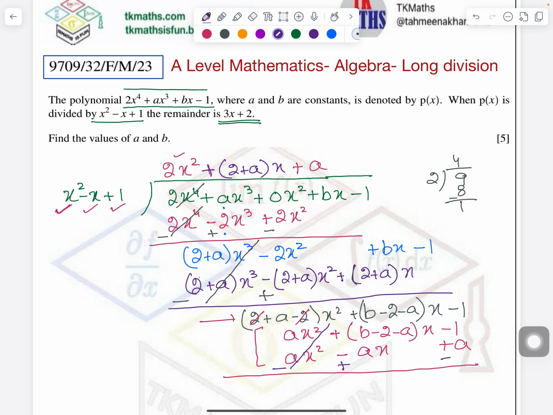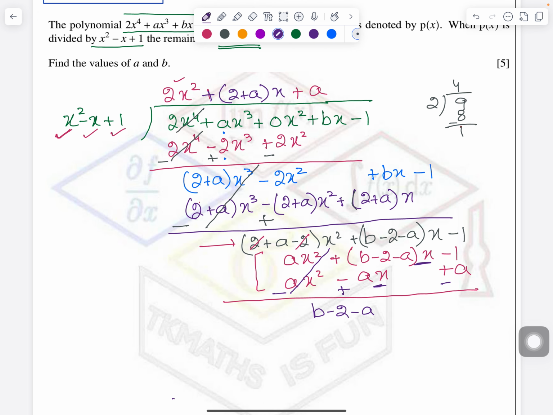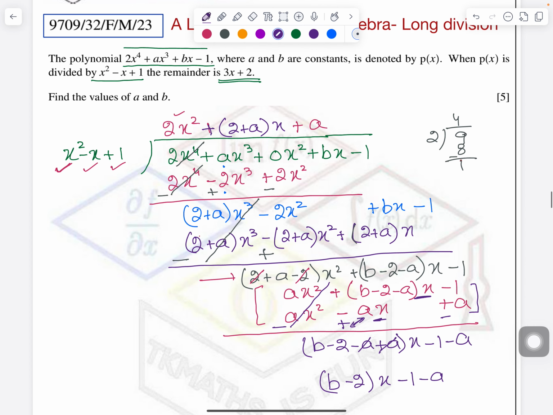This will cancel out. So from this coefficient of x and this coefficient of x, I have b minus 2 minus a plus a. Plus a I am getting from here, right? These are the coefficients of x. And from the constant, I have minus a and minus 1. This will cancel out, and what will I have now? The remainder, (b minus 2)x minus 1 minus a. This is our remainder after long division, and this was the remainder given in the question.